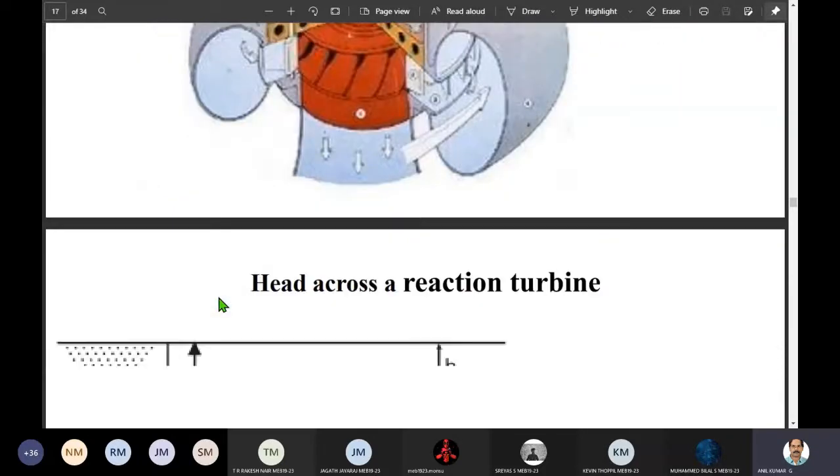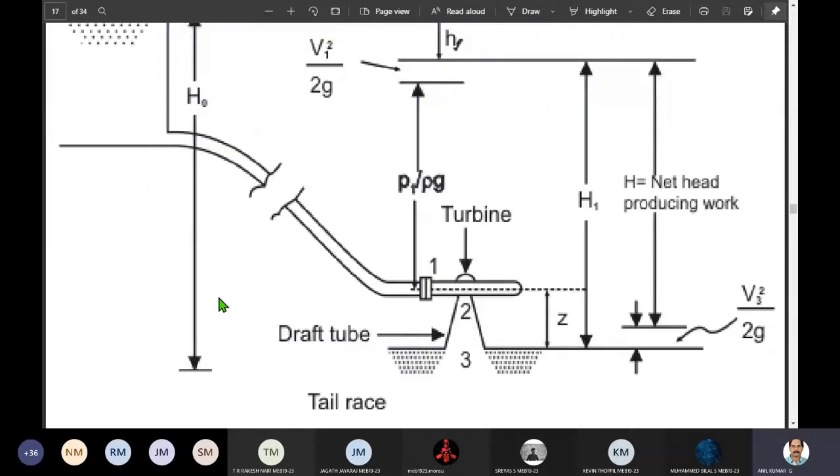See, as I told you, for the reaction turbine, that is a pressurized tight casing, and water under pressure will be flowing through the reaction turbine. But for the Pelton turbine, water will be at atmospheric pressure from the inlet to the turbine, after the nozzle, to the exit of the turbine.